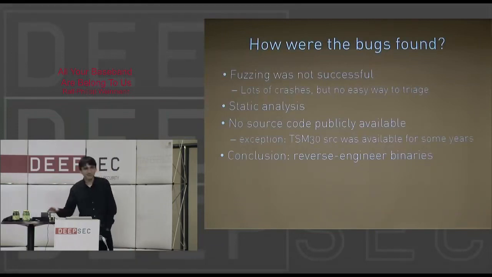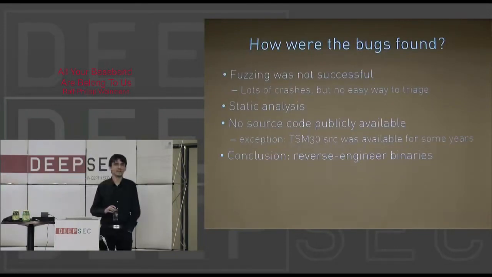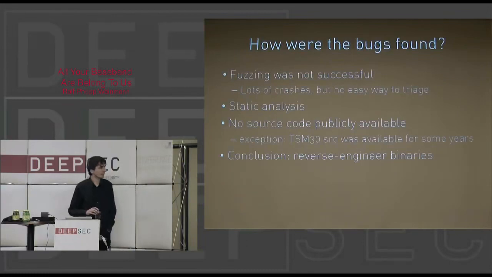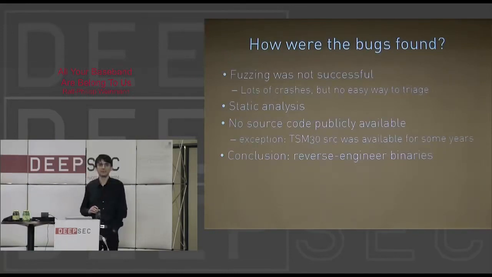So the alternative, of course, is to do static analysis. But the problem is there's no source code publicly available. But a couple of years ago, there was a phone called Vitel TSM30 by an Italian company that went belly up. The source code for this at some point appeared on a SourceForge page for a number of years and was downloaded by many, many people. And if you ask around, you probably can still get a copy of this.